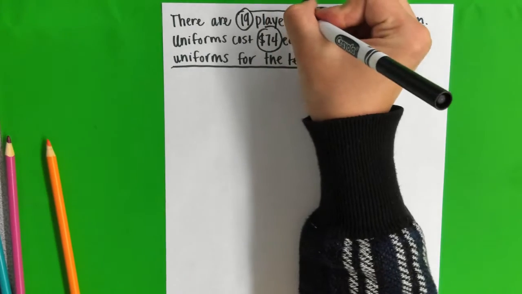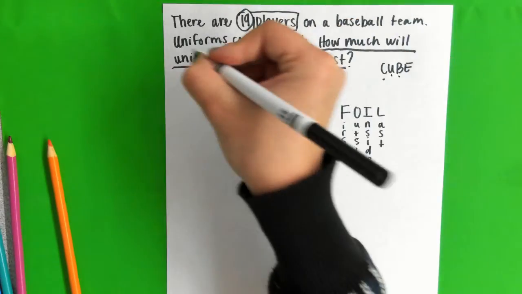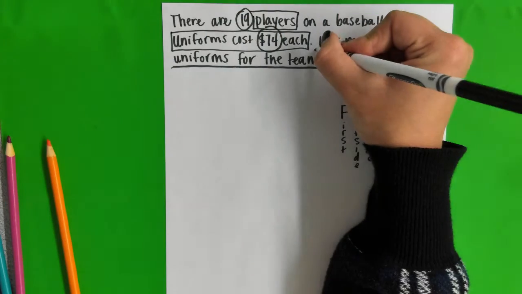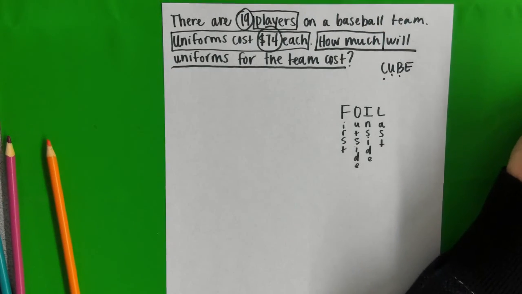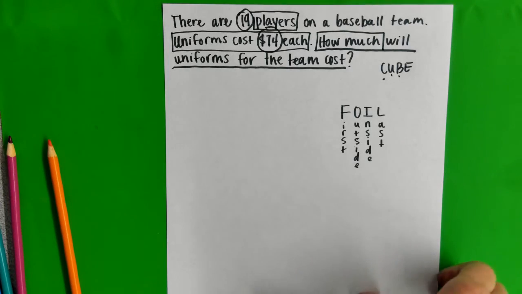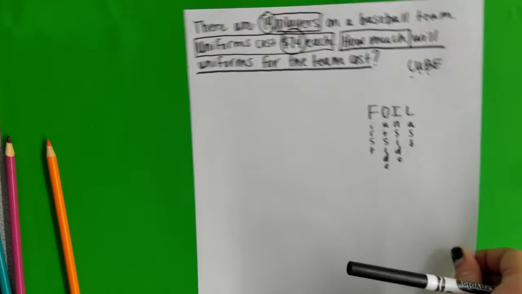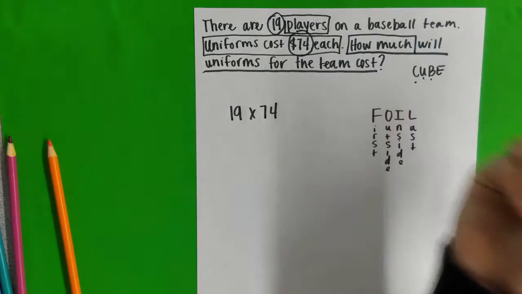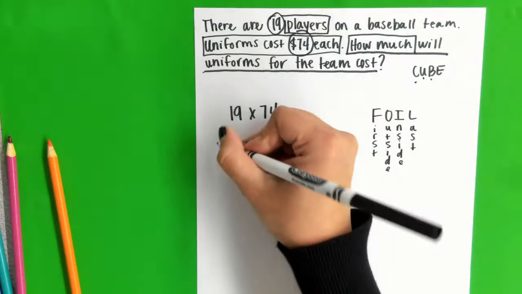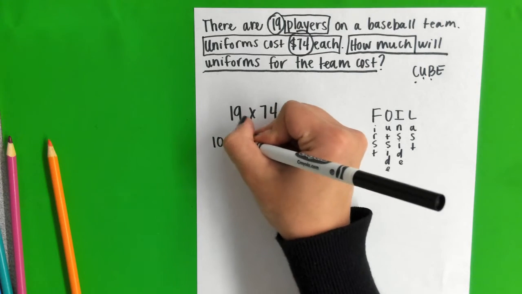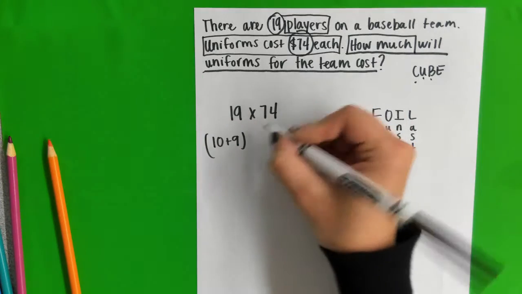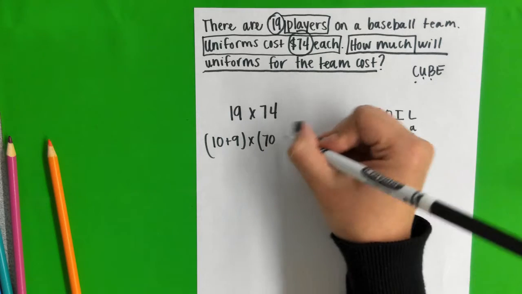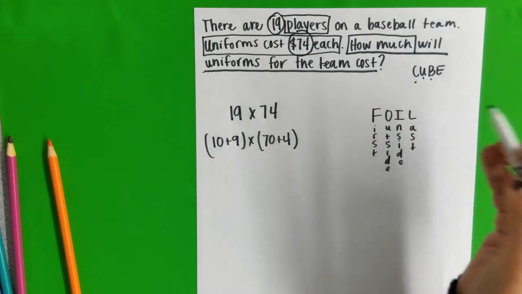I know there's 19 players, uniforms cost $74 each. How much will uniforms for the team cost? So I know that I need to do 19 times 74, and I can break this up. 19 turns into 10 and 9. Drop my multiplication sign. 74 turns into 70 and 4. And now I can FOIL.